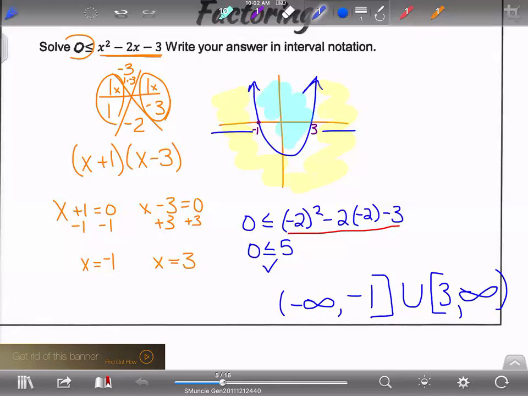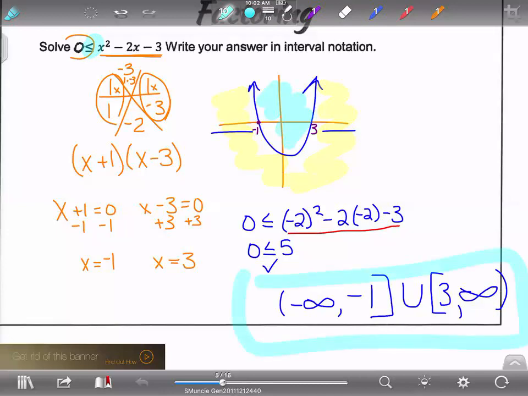It would still have the bracket because of this equal to symbol in the original. So the brackets or parentheses for your answers are based off that symbol right there. So since that has the equal to, that's what you use, the 2 brackets. If it wouldn't have that little line underneath it, you would have 2 parentheses here. And then this is our final answer.